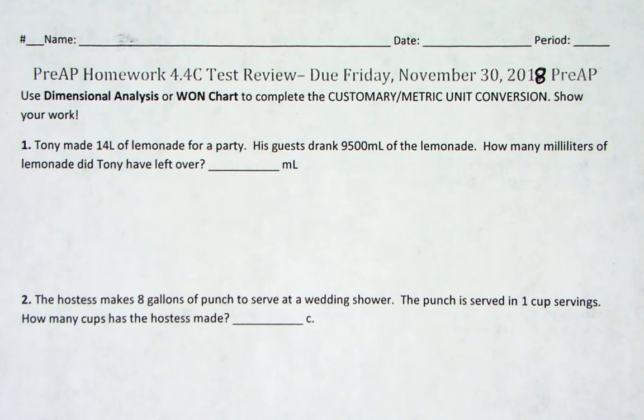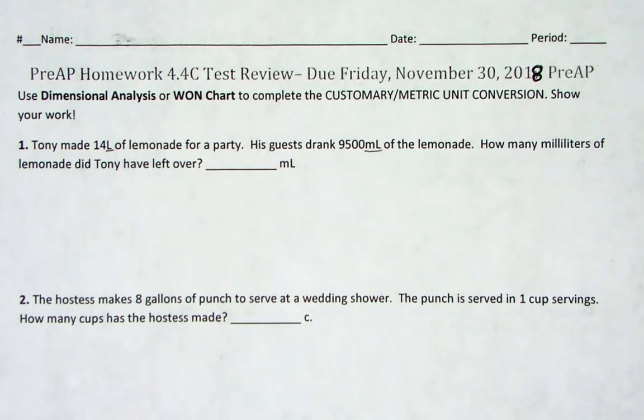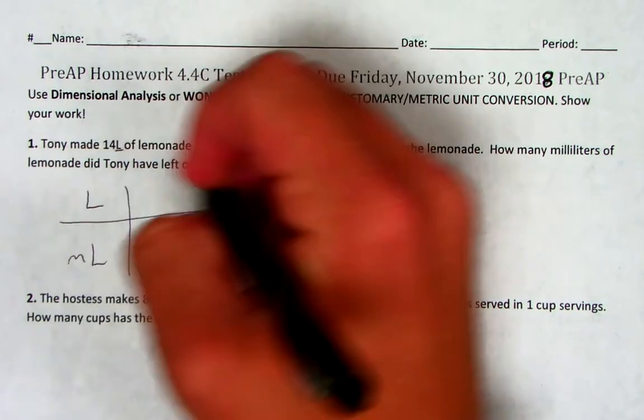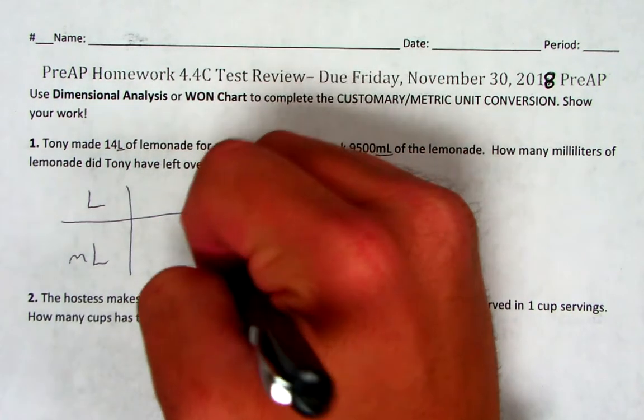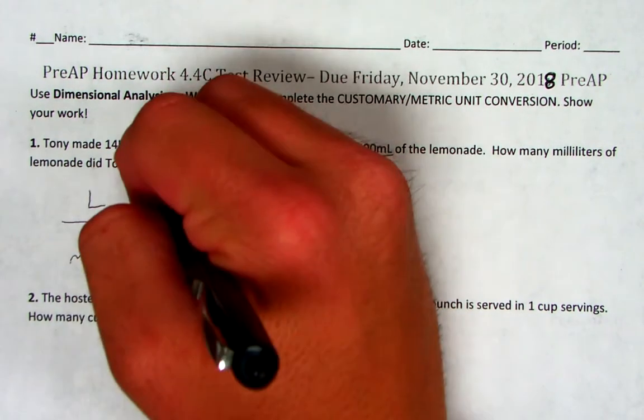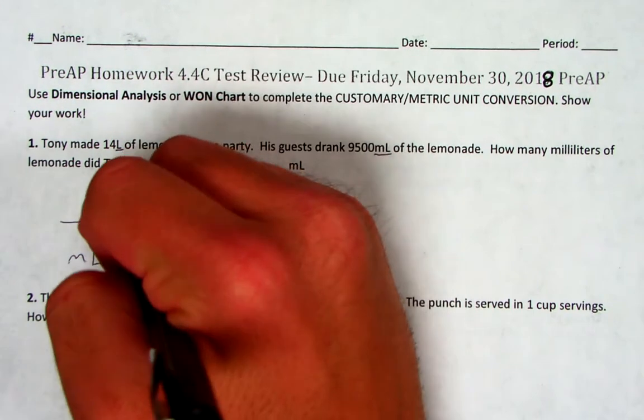Number one says, Tony made 14 liters of lemonade for a party. His guests drank 9,500 milliliters of the lemonade. How many milliliters of lemonade did Tony have left over? So here we are converting between liters and milliliters. Now you must look at your star chart to tell me the conversion. If you look at your star chart, it tells you 1 liter is 1,000 milliliters.